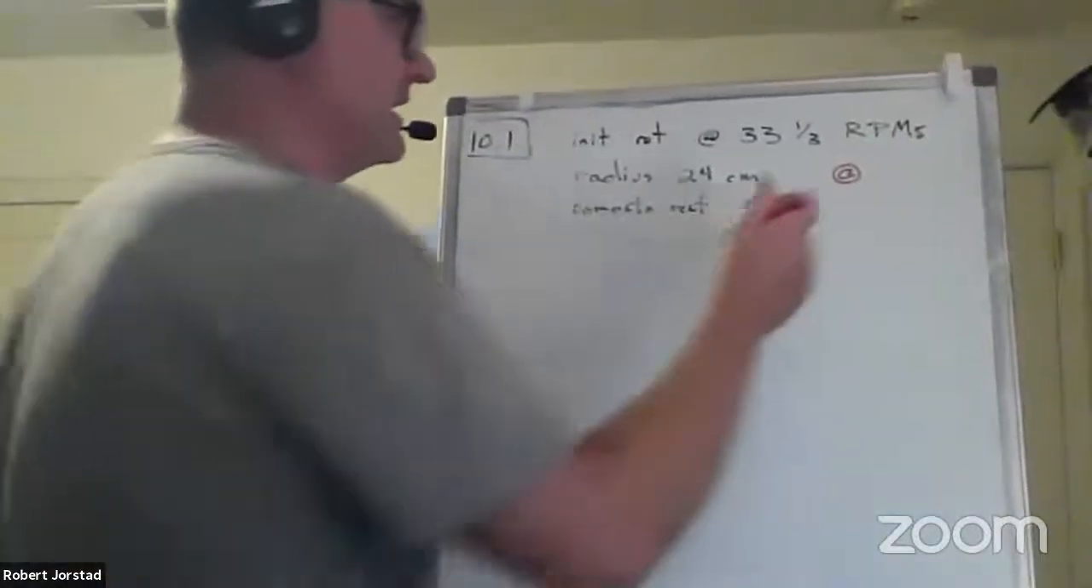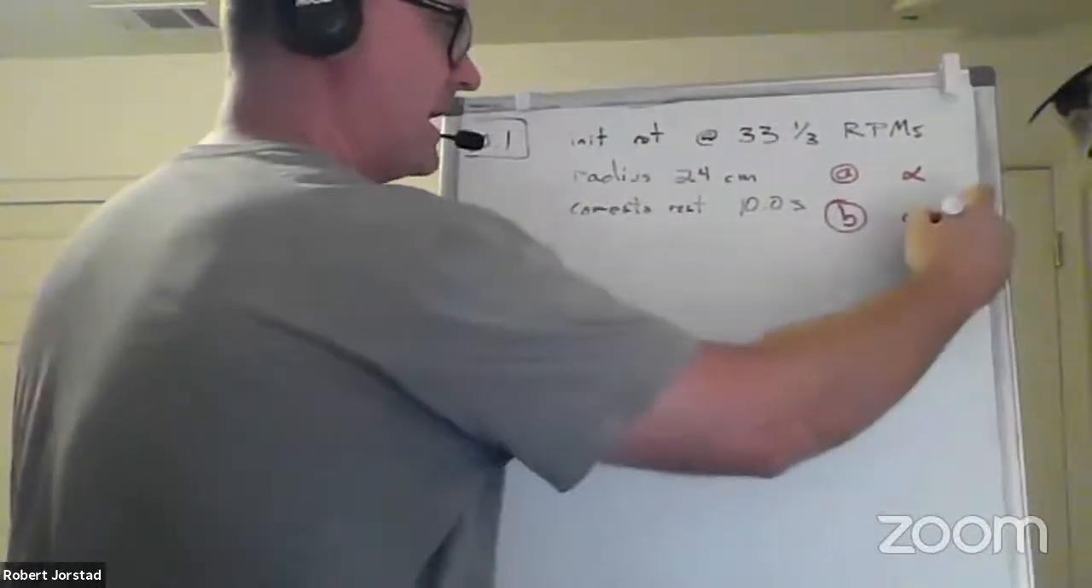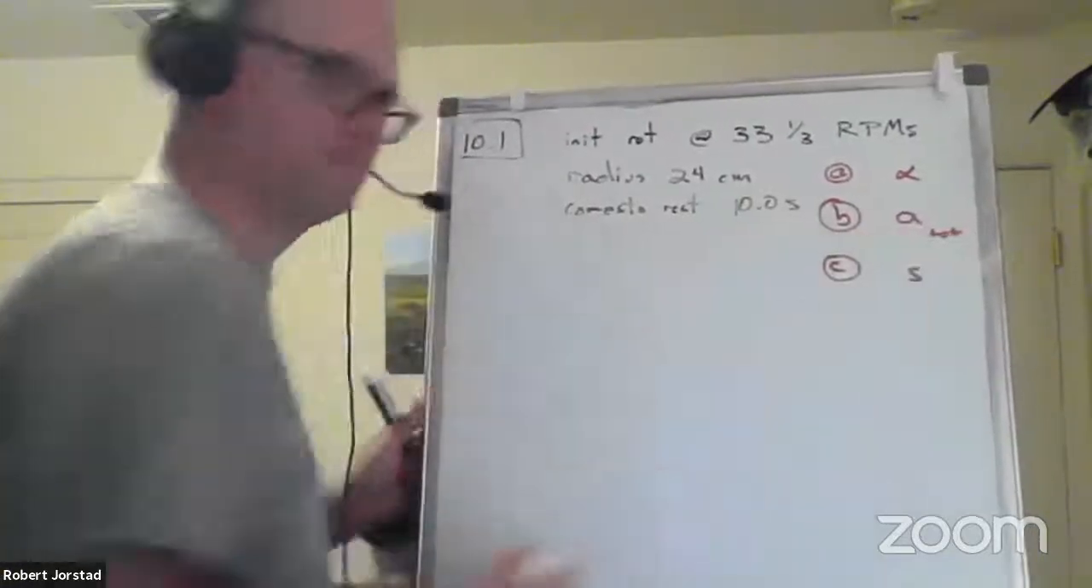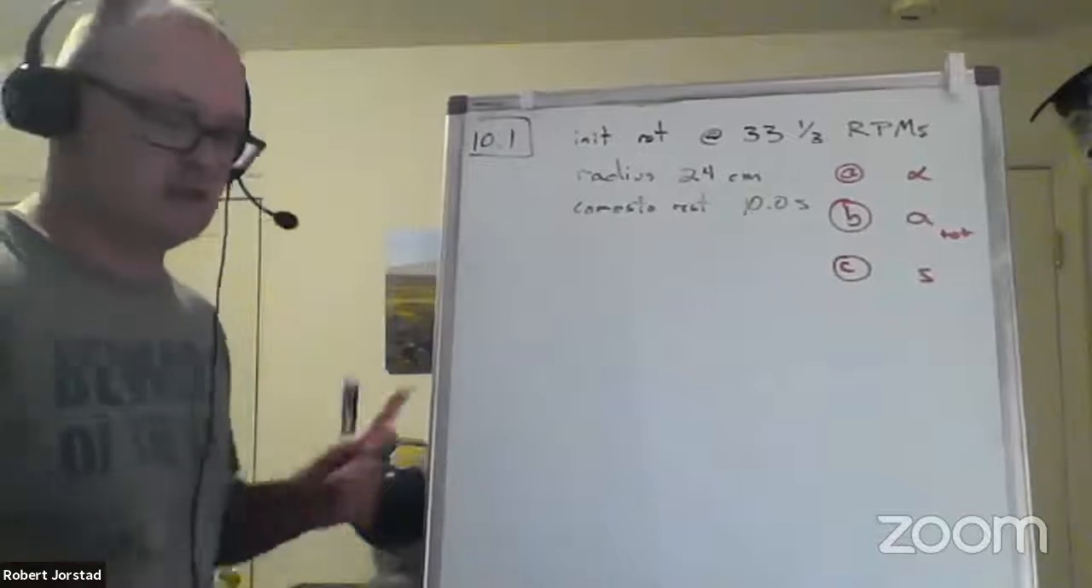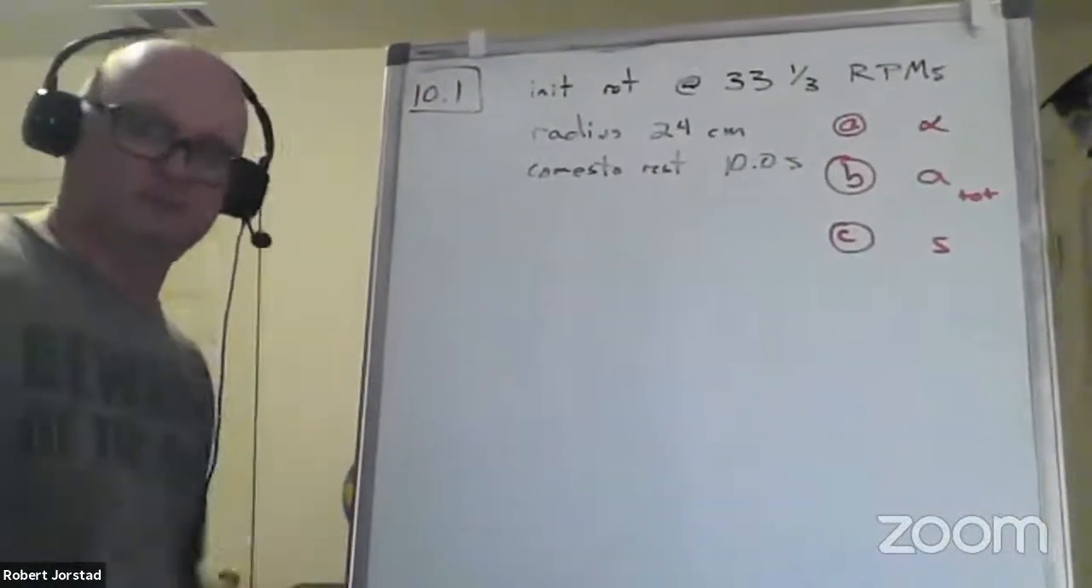So part A is get alpha. Part B is get A, or A total, if we want to clarify. And part C is get S. That's our goals. All right. Tell me what to do. You know what to do. Tell me what to do.